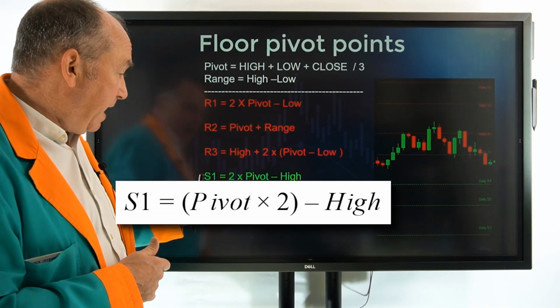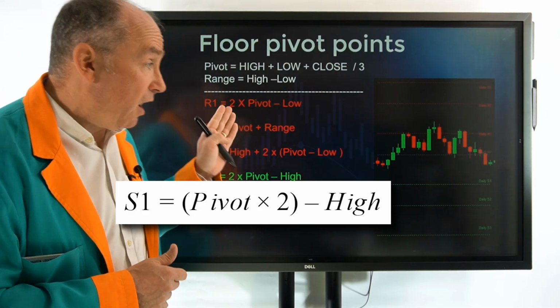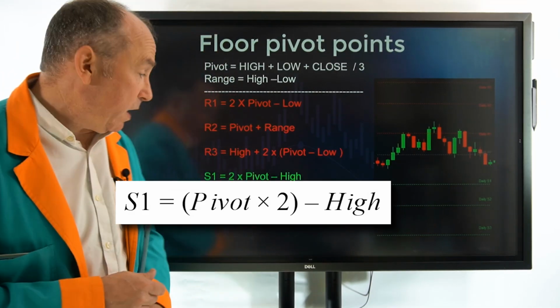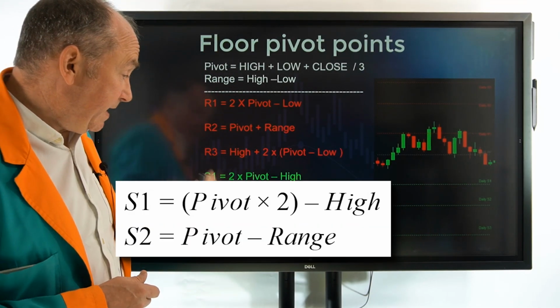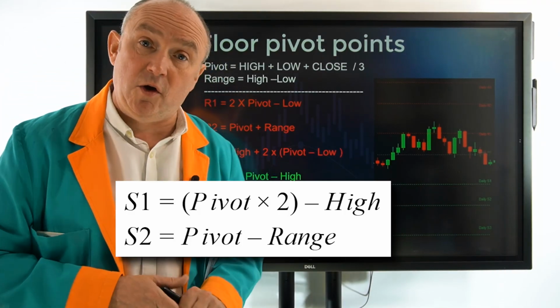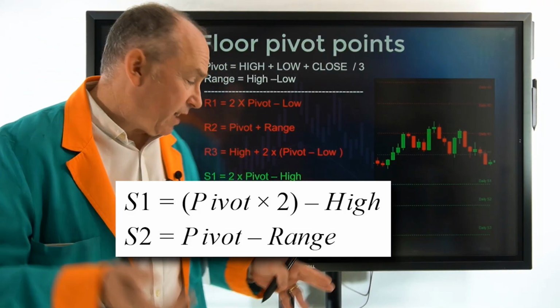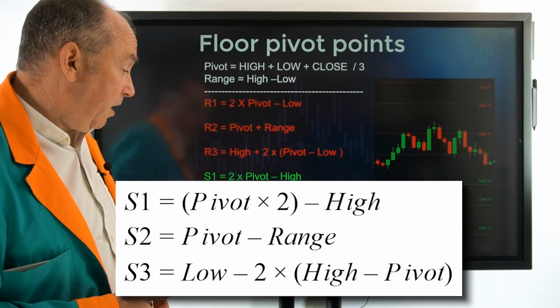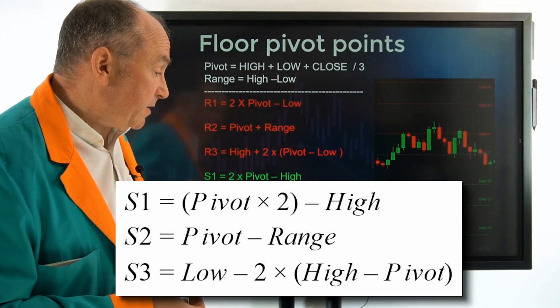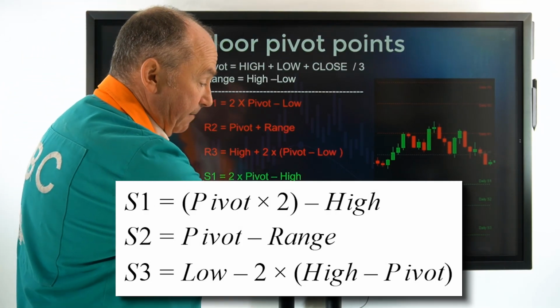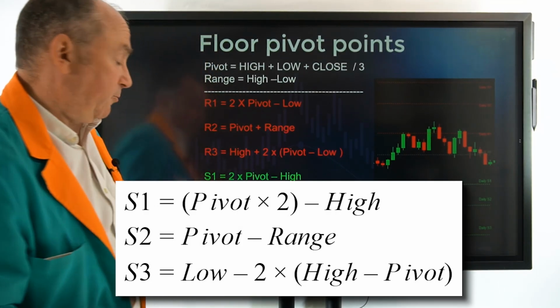And the support will be 2 times the pivot minus the high. That will be this line down here, S1. S2 is going to be the pivot minus the range. Okay, you can see where it's coming from now. And S3 is going to be low minus 2 times the high minus the pivot. So you work out the high minus the pivot, times it by 2, and subtract that from the low.